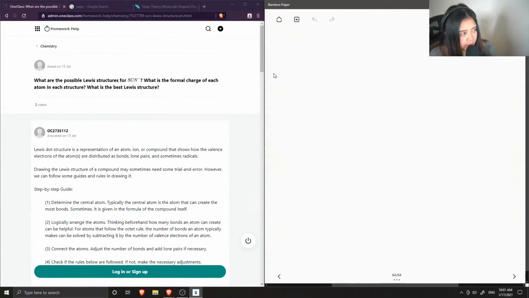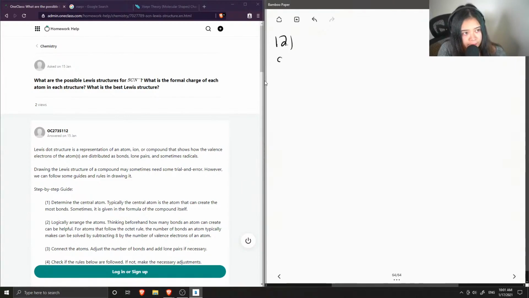Okay, so question number 12. What are the possible Lewis structures for this SCN minus ion? What is the formal charge of each atom in the structure? What is the best Lewis structure?